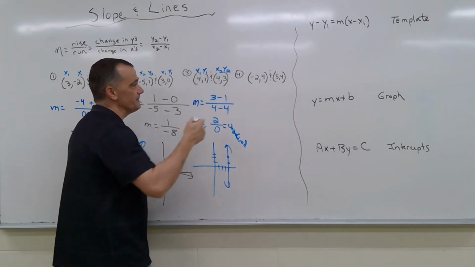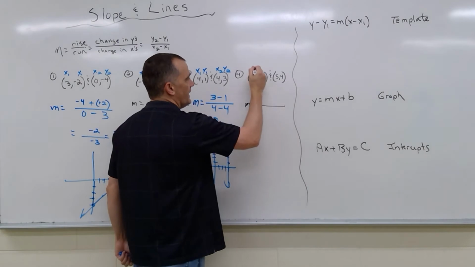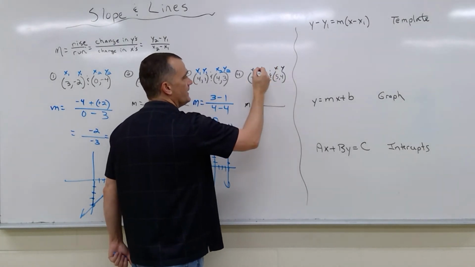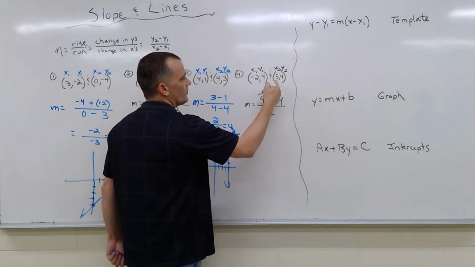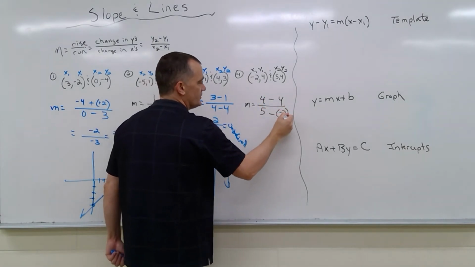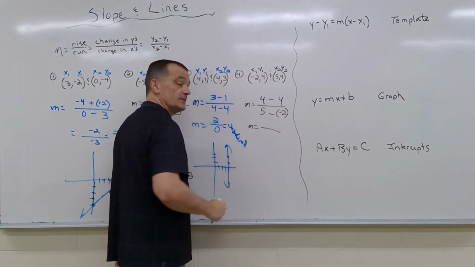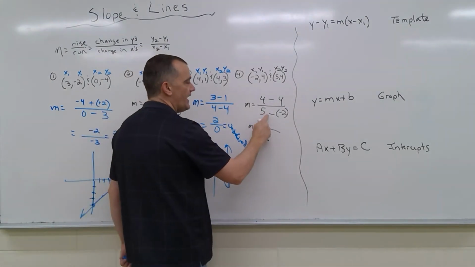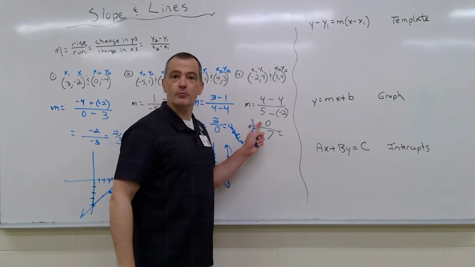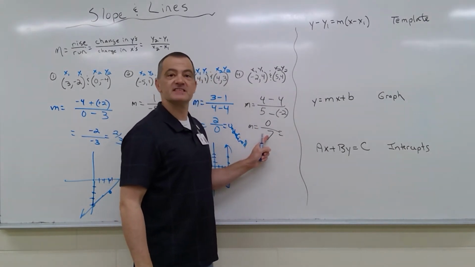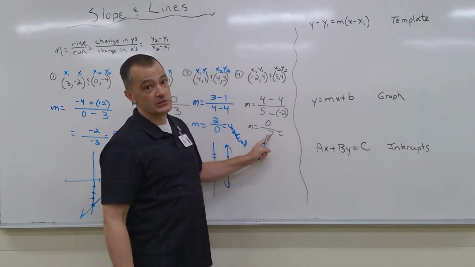So finally, let's look at this ordered pair. x, y, first point, second point. So this is 4 minus 4 over 5 minus a negative 2, and it does not matter as long as my denominator is not 0. 5 minus a negative 2 is 7, 4 minus 4 is 0. I have 0 pieces of candy to divide amongst 7 children. How many does each child get?